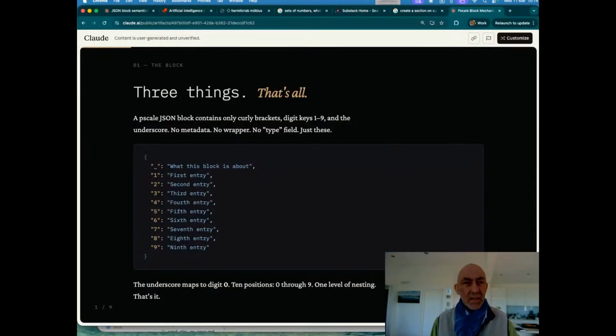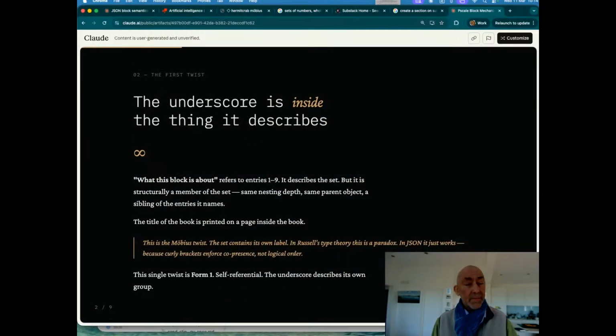Well, okay, is it going to say anything interesting? Right, the underscore is inside the thing it describes. What this block is about refers to entries 1 to 9. It describes itself, but it is structurally a member of the set. Same nesting depth, same parent object, a sibling of the entries it names. The title of the book is printed on a book inside the book. This is the Mobius twist. Good, the Mobius twist. The set contains its own label.